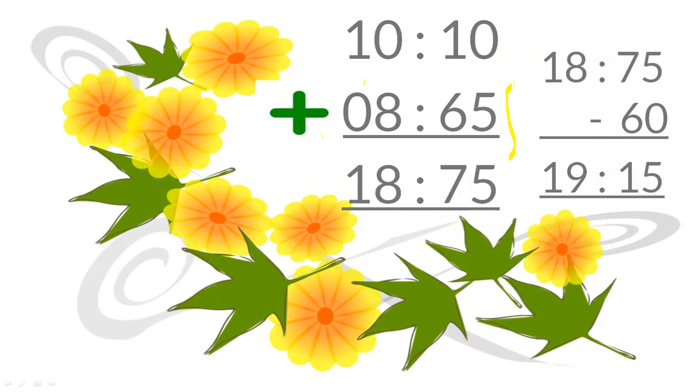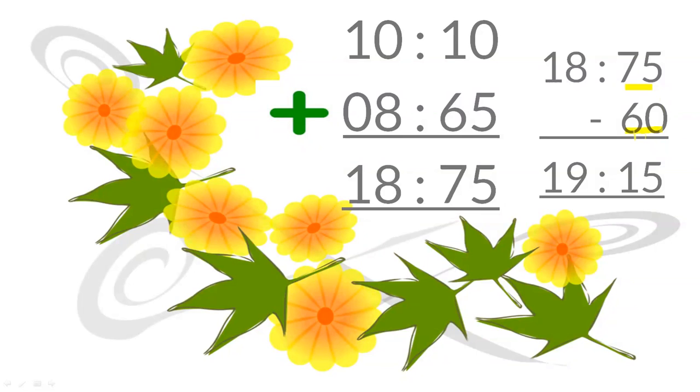Now look over here. I'm not satisfied with my answer, because I know the minutes will not allow 75. 18 will be in the 24 hours clock, fine with that. But what about the 75? If it exceeds 60, what do you have to do? Eliminate 60 from there. So subtract 60 from there.